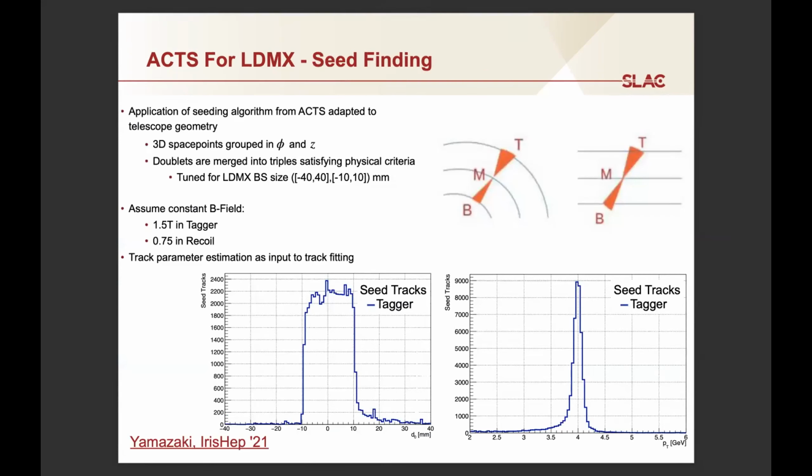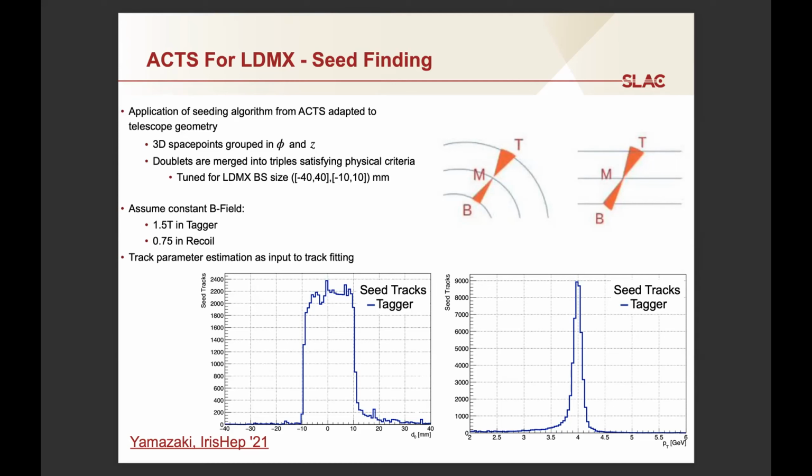The first step is to run seed finding. I used the seeding algorithm from ACTS, which I adapted to the telescope geometry with basic configuration. The 3D space points are grouped in phi and z, and I've tuned the configuration to allow for the LDMX beam spot, which is quite large with respect to what we are used to thinking about in ATLAS, for example. It's 40 by 40 millimeters and 10 by 10. So basically the whole target is going to be illuminated by this beam.